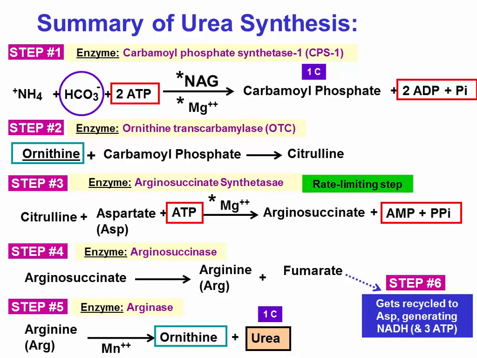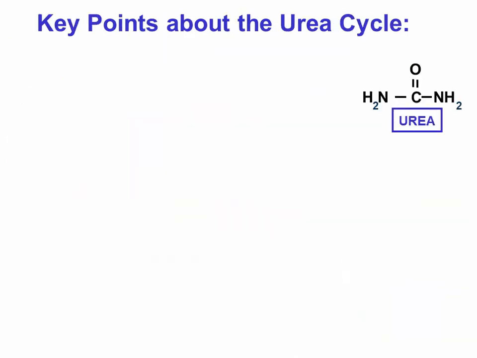This is just written out for people that don't like cycles. I've just written out the steps so that it's linear, and some people like to learn it that way, so I'm not going to go back over it. But let me know if anything doesn't make sense based on what you've learned. Okay, where am I now? Okay, key points about the urea cycle.